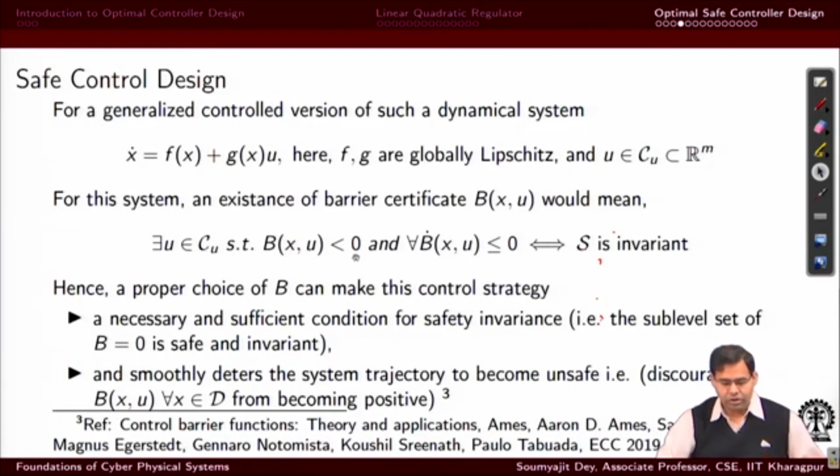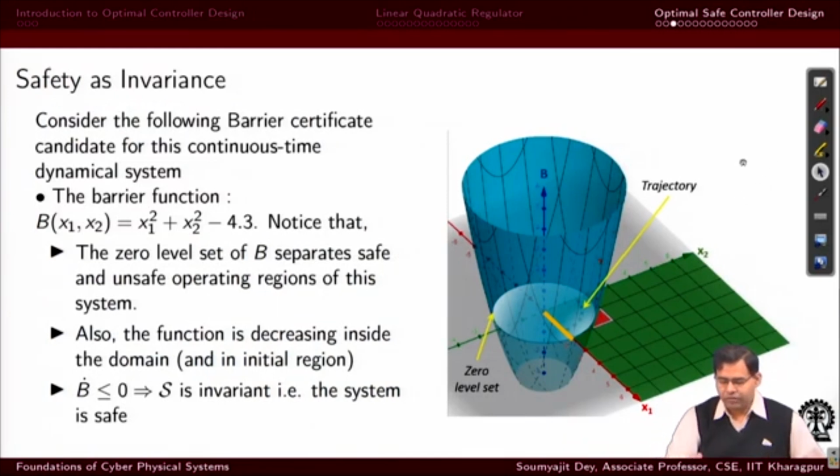So, we are ensuring by my design of the barrier that initially my barrier value is negative. If you put the value of x1, x2 as 0, you will get minus 4.3. So, let us say I am here, the barrier is somewhere negative, and then you have this initial set. You can start anywhere inside this, and you will see that for all values of x1, x2 inside this, the barrier's value is negative.